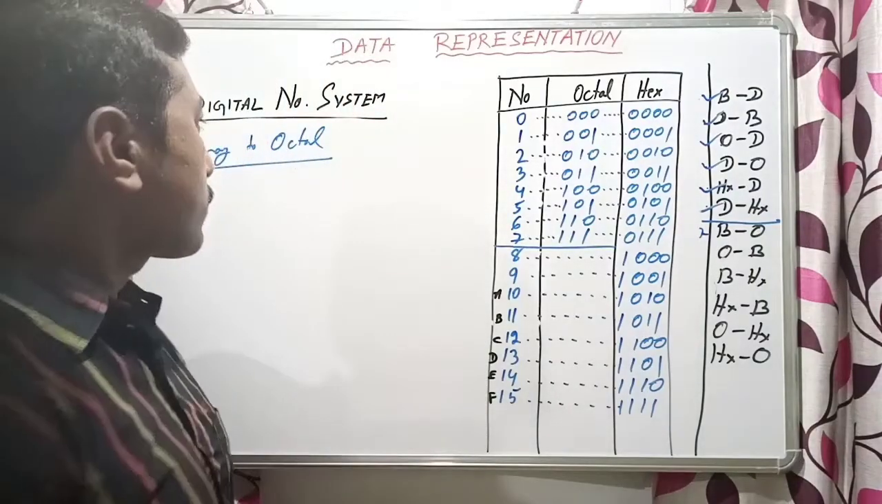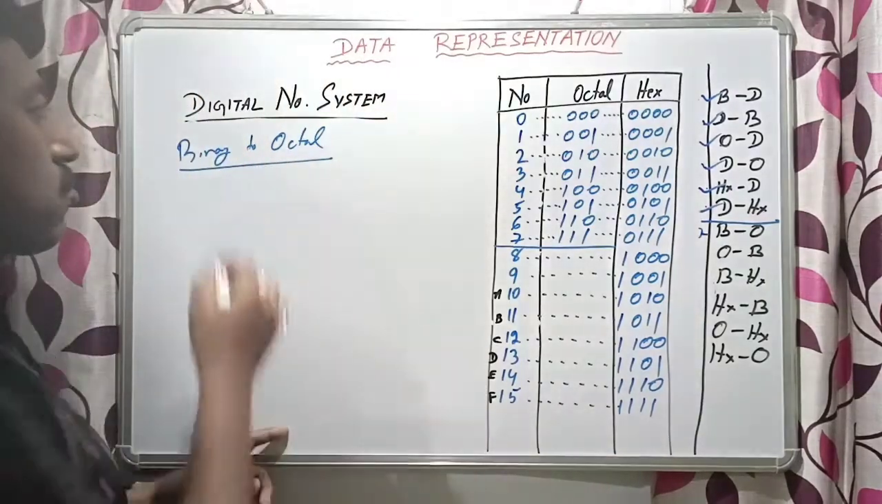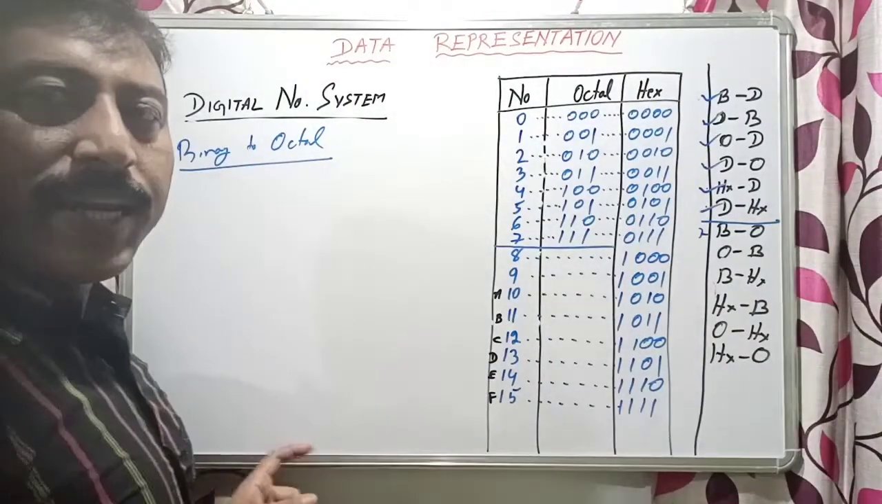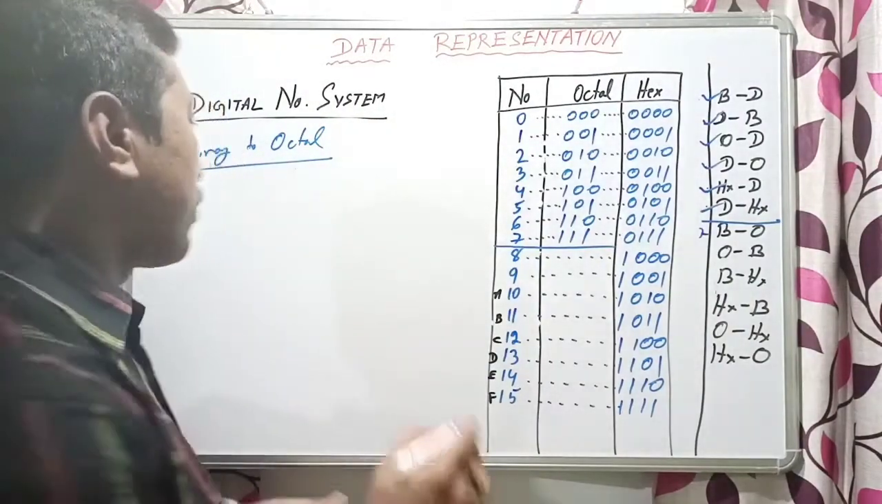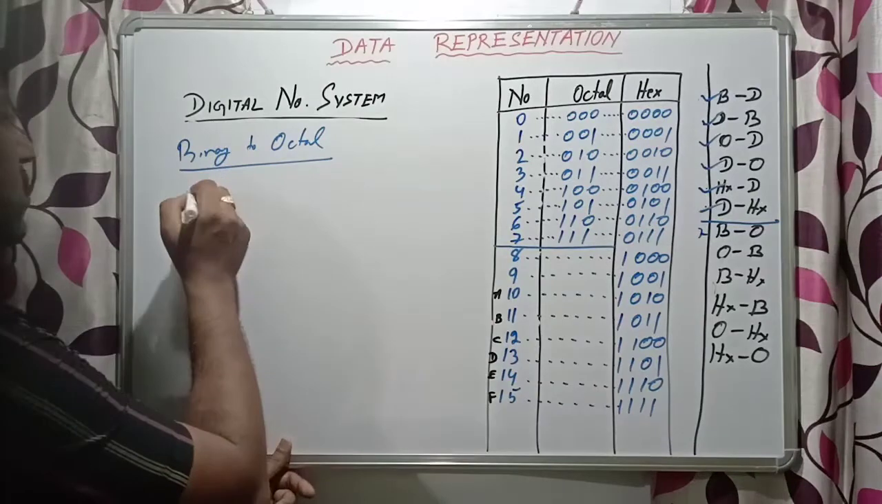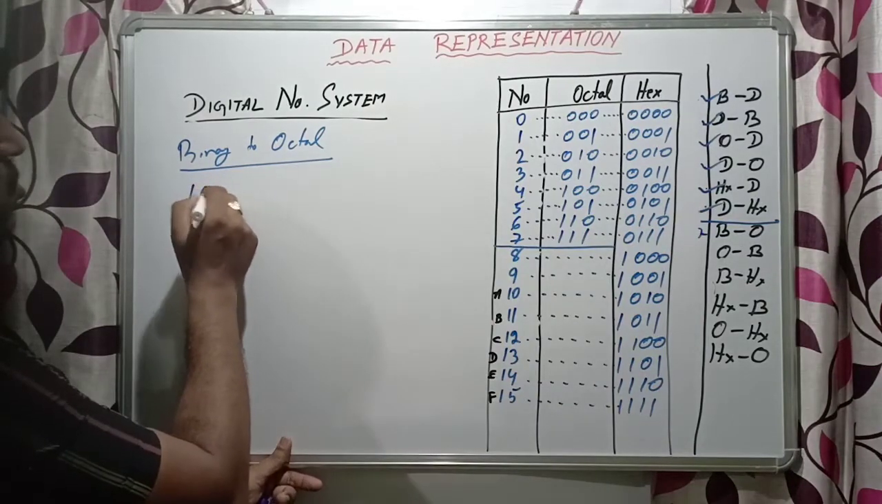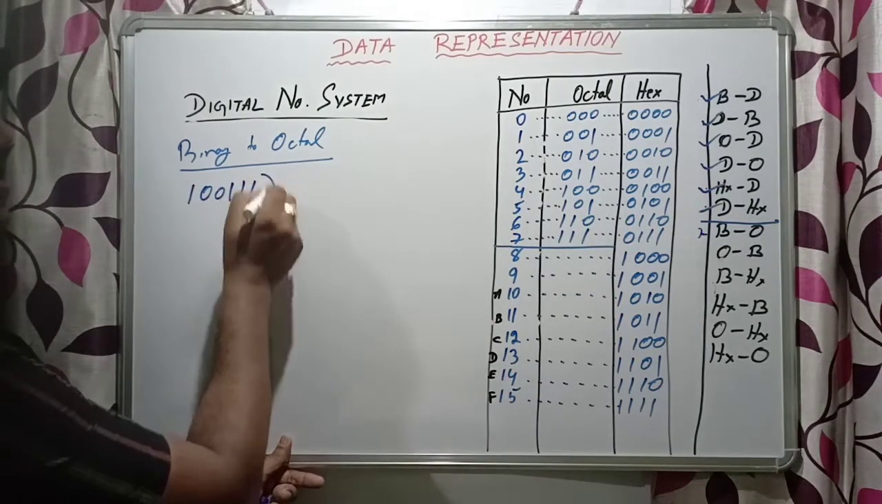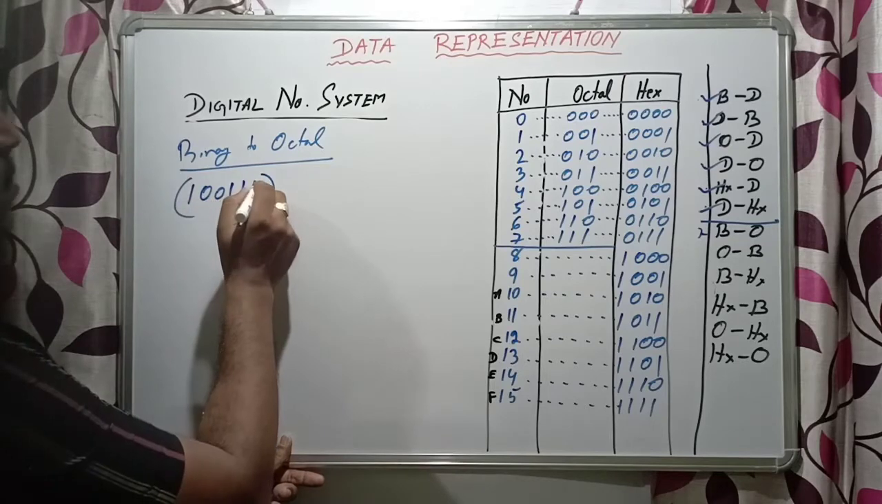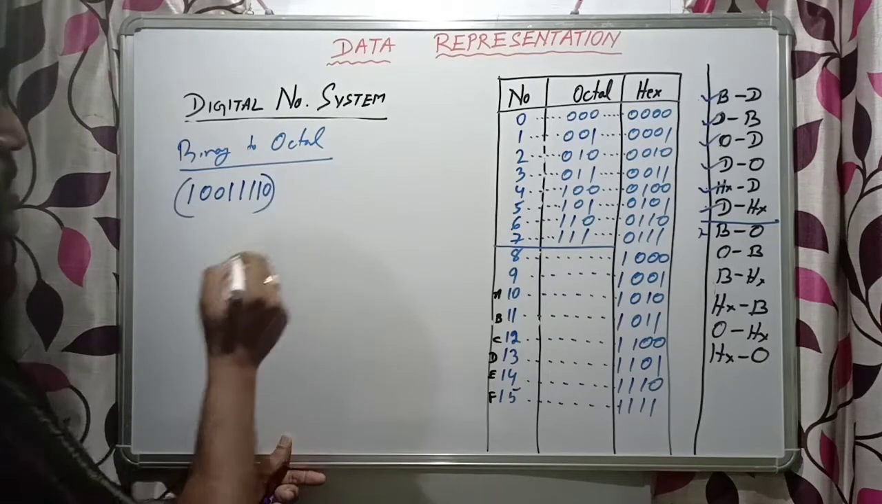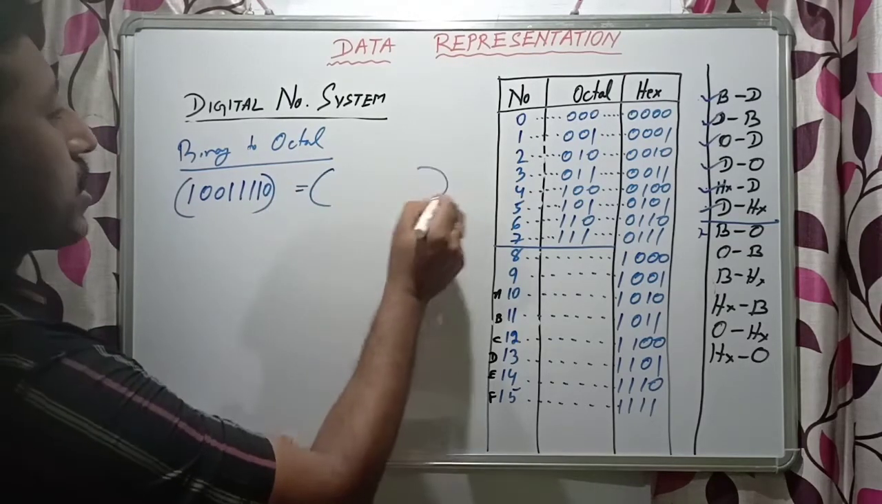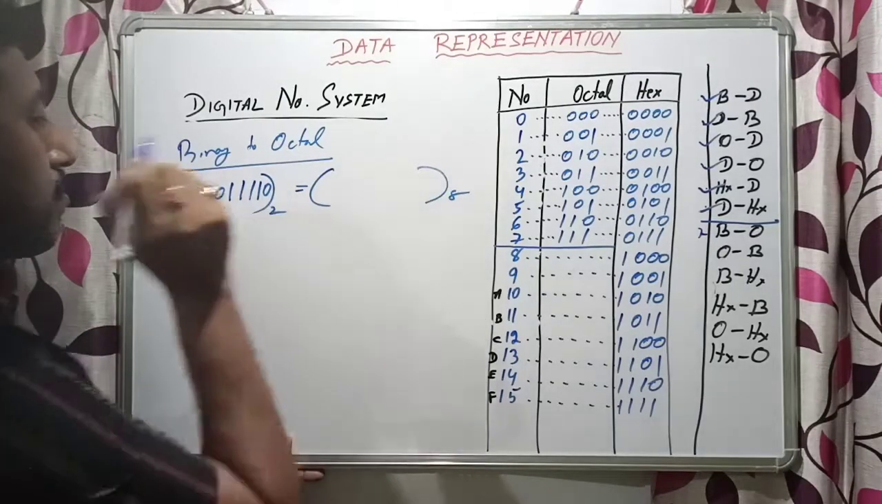So let us start. First we'll find the binary to octal number. In binary to octal, first we'll take a binary number. The binary number I am taking here, just see, is 100111, and one more 10 I have taken. Now I will convert to octal. Don't forget to write the base.